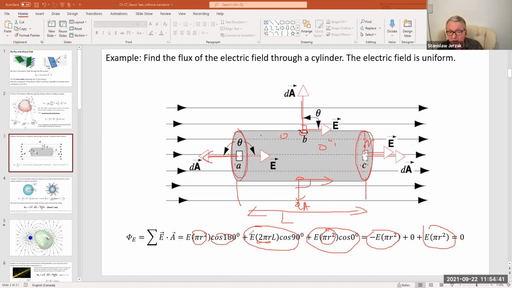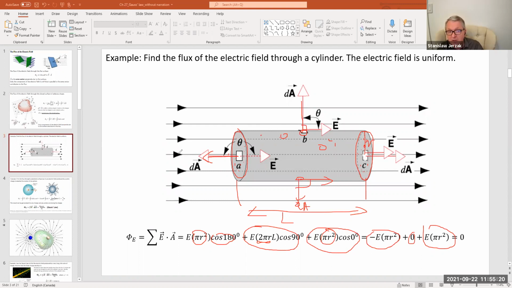So I multiply the electric field, which is the same at every point on that surface, times 2 pi r L times cosine 90, because the angle between the electric field and any area vector of that surface is 90 degrees. And cosine of 90 is 0. So that's this contribution. The total flux of the electric field through that cylinder is equal to 0, because this area gives negative flux, this gives a positive flux, and that side surface does not contribute at all, because the electric field is just parallel to that surface.